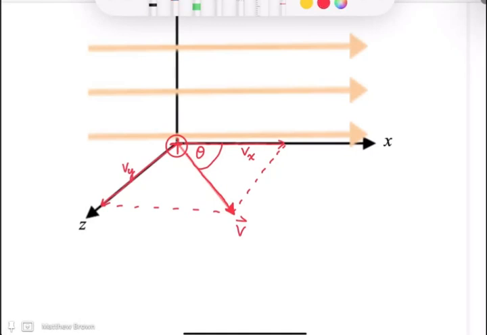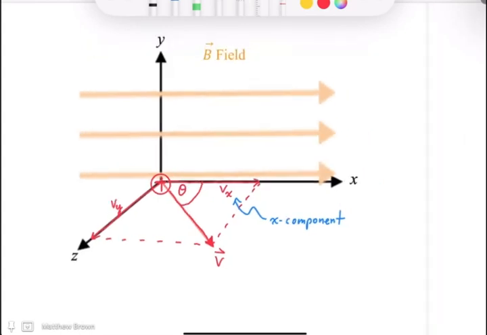So this one here, the x component of the velocity, is parallel to the magnetic field, which remember is these light orange or peach color. It's parallel to it, so it has no effect.